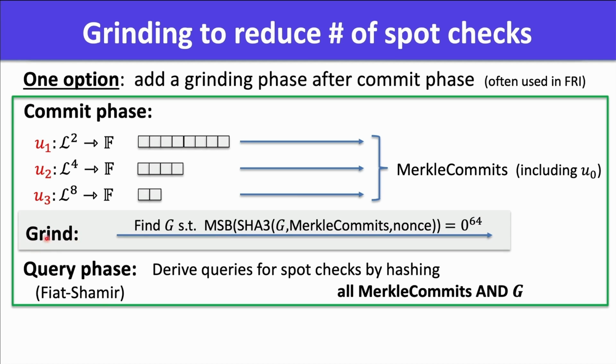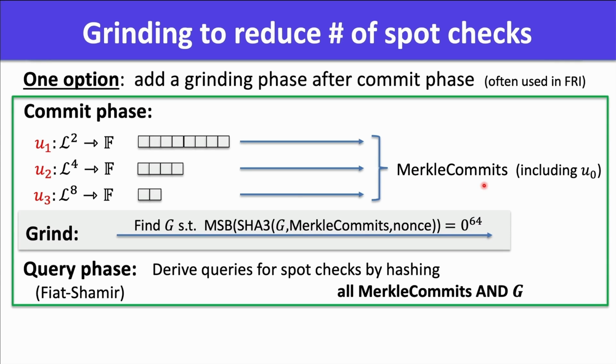This phase is called the grinding phase, where the prover has to find a grinding element g, such that when you hash g with all the Merkle commitments and some nonce that's provided from the outside, you get, say, a hash value that starts with 64 zeros. Now this step is going to take the prover 2 to the 64 times for every set of Merkle commits.